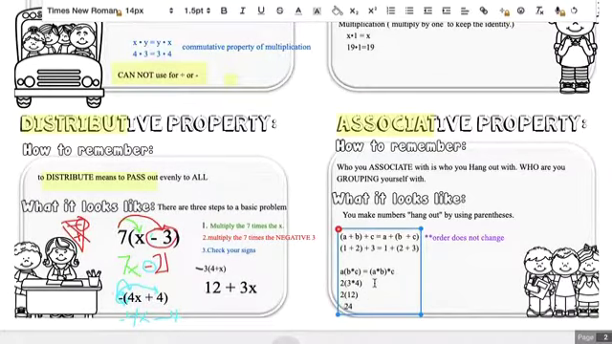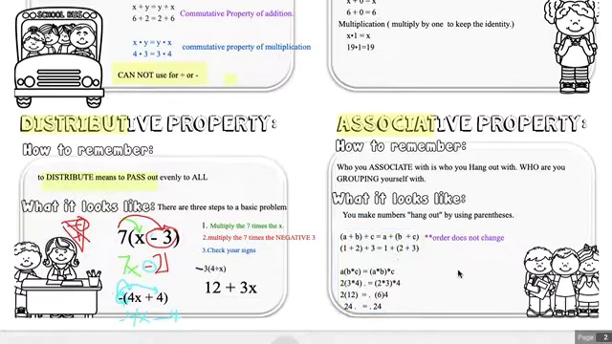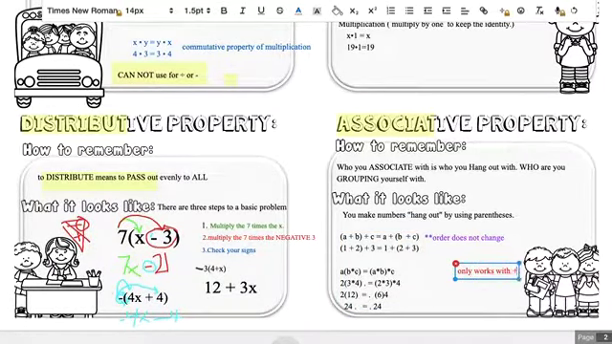Well, this is the same thing as (2 times 3) times 4. Now we have to do order of operations, so let's do the 2 times 3 first. We get 6. We bring that 4 down, and then 6 times 4 is 24. It didn't matter which way I grouped my numbers, I still got the same answer. This is another one that only works with addition and multiplication. It does not work with division or subtraction.